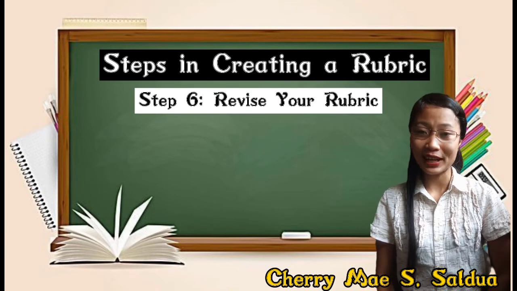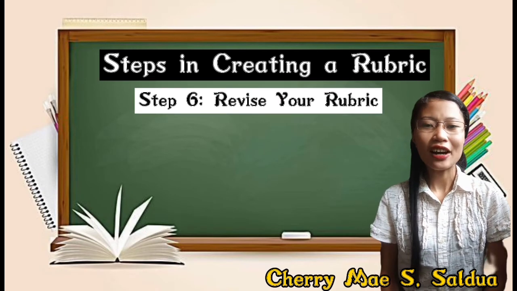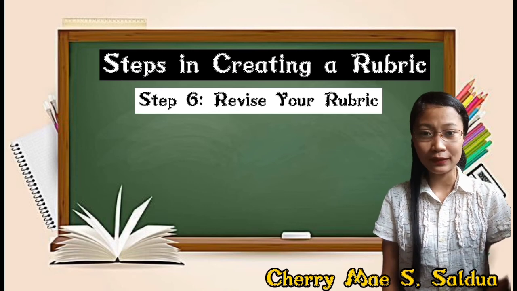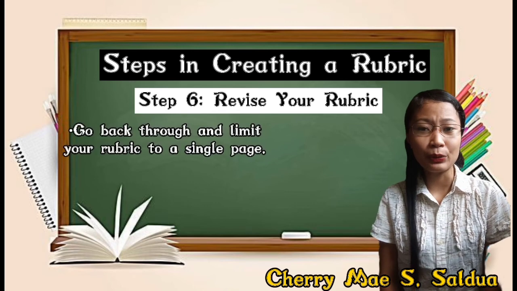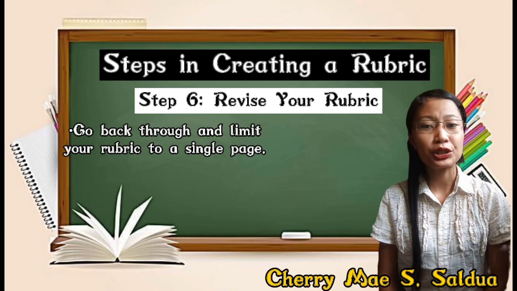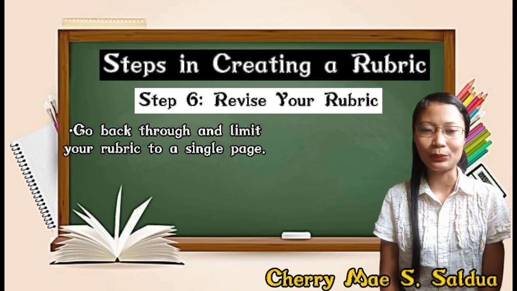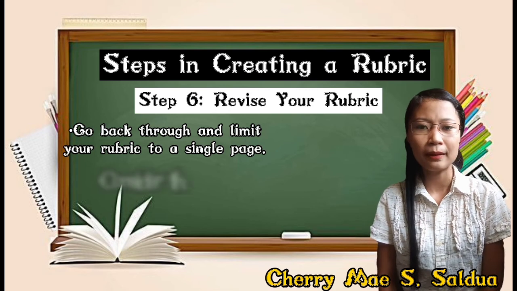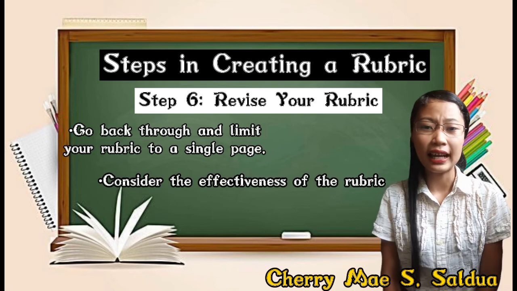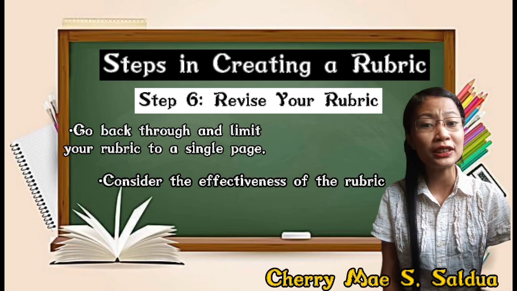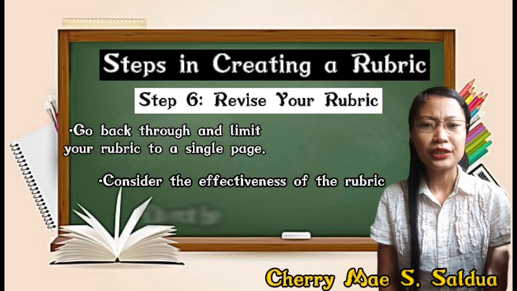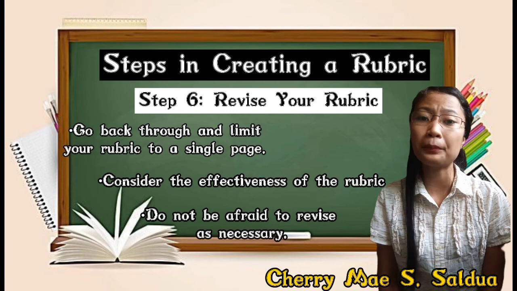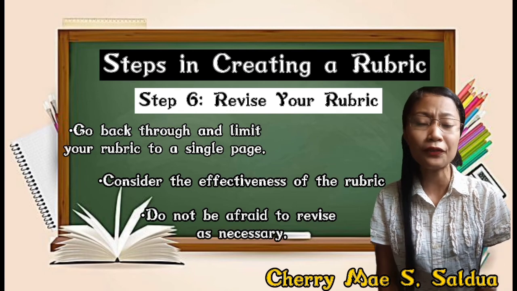Let's then proceed to step number 6, revise your rubric. After creating the descriptive language for all of the levels, making sure it is parallel, specific, and measurable, you need to go back through and limit your rubric to a single page. Too many parameters will be difficult to assess at once, and may be an ineffective way to assess students' mastery of a specific standard. Consider the effectiveness of the rubric, asking for students' understanding and co-teachers' feedback before moving forward. Do not be afraid to revise as necessary. It may even be helpful to grade a sample project in order to gauge the effectiveness of the rubric.